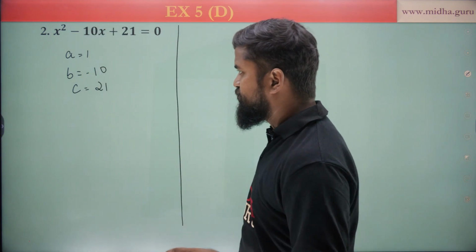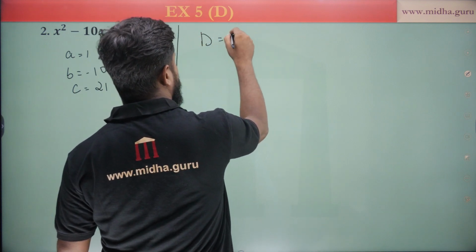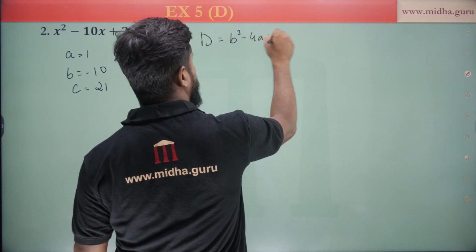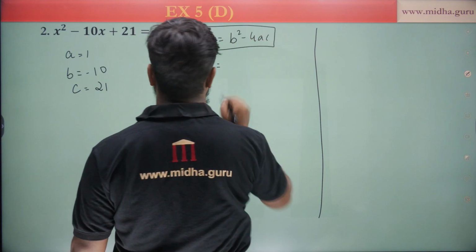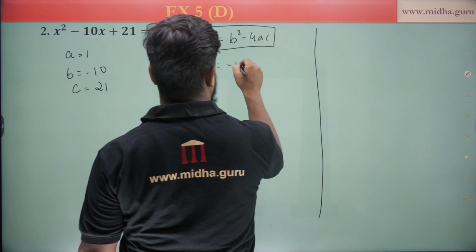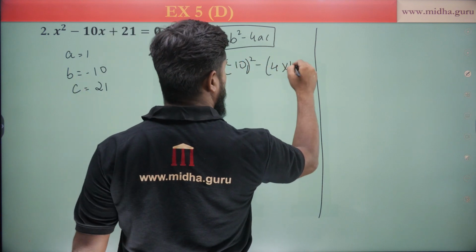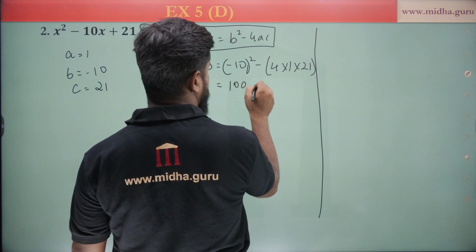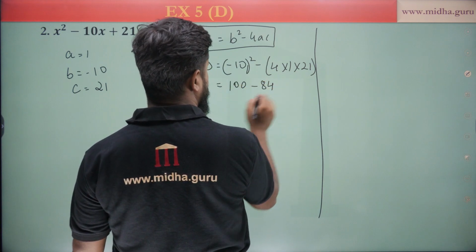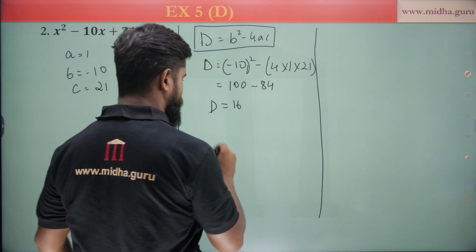Now we know that first we have to calculate the discriminant. So the discriminant is nothing but b square minus 4ac. So b is minus 10. So minus 10 whole squared minus 4 into a is 1 and c is 21. So we'll get 100 minus 84, which is 16. So the discriminant is nothing but 16.